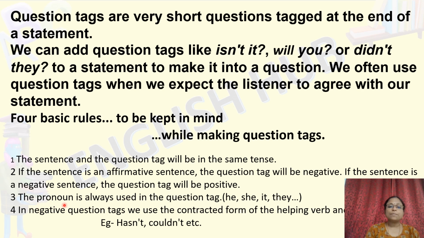Now we use a pronoun at the end of the question tag. The pronoun is always used at the end of the tag. Pronoun is given in the bracket. In a negative question tag, we use the contracted form of the helping verb and not. As an example, hasn't, isn't, aren't, couldn't, etc.